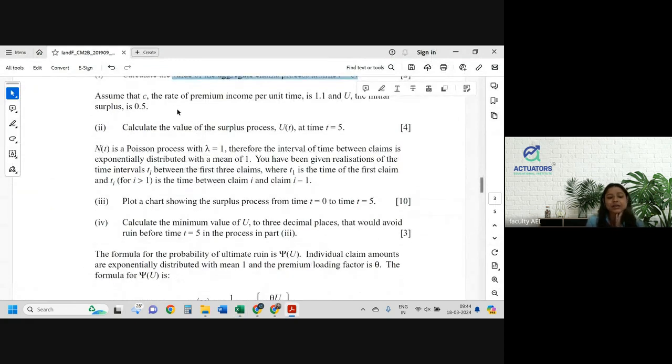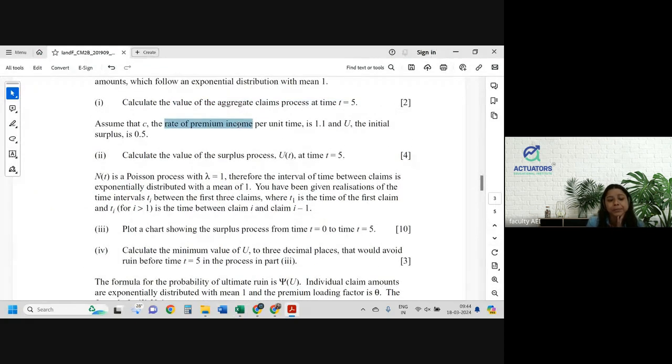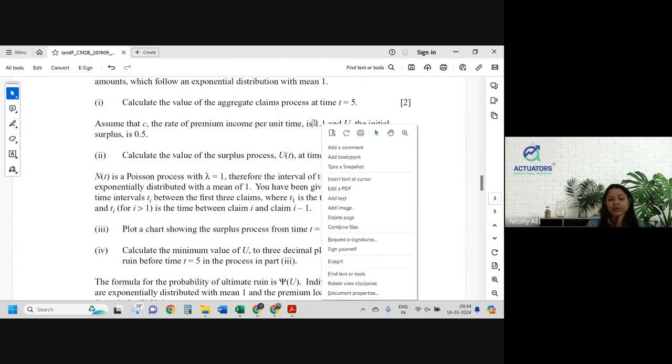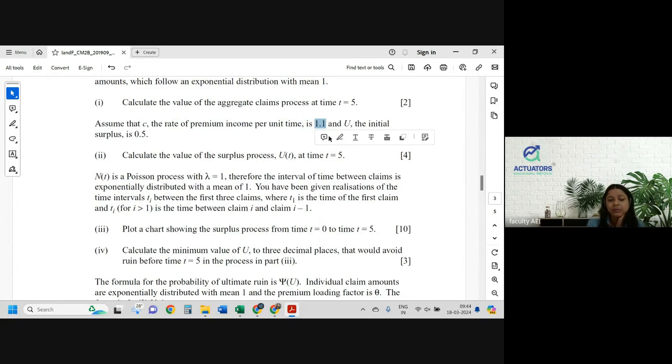Assume that C, that is the rate of premium income per unit of time, is 1.1. So this is 1.1 per unit of time. If you are measuring time as 1, 2, 3, 4, then every time you get 1.1. Per unit of time basically means 1.1 into T. So this is 1.1 T. And U is the initial surplus, which is 0.5. C is 1.1. Calculate the value of this.